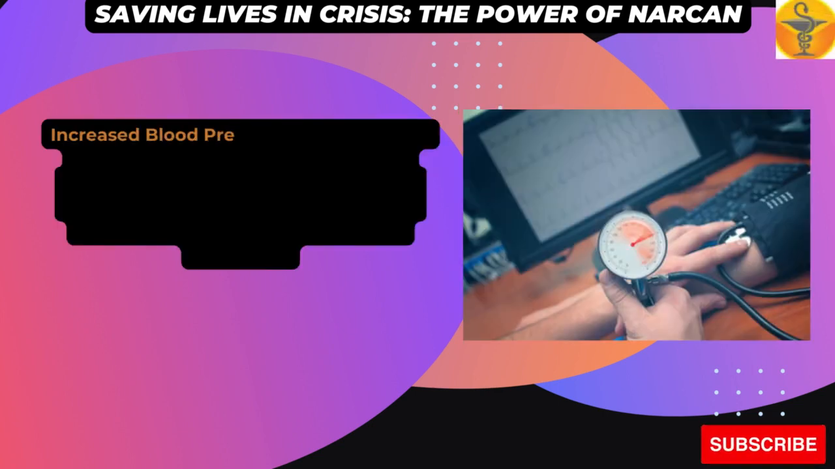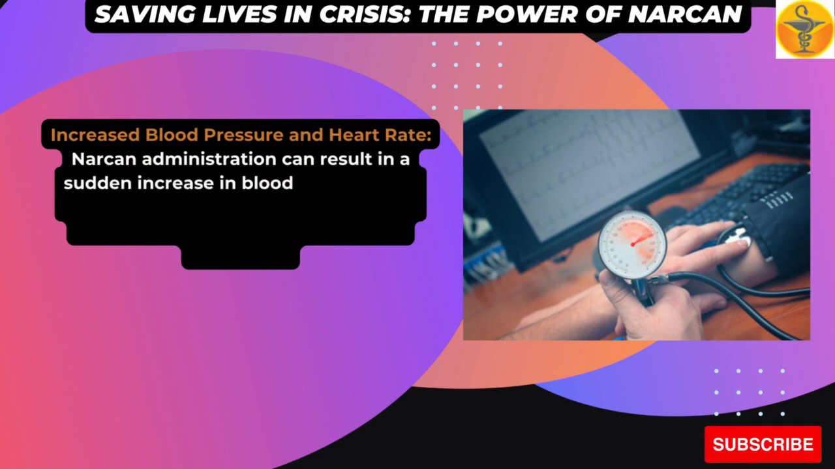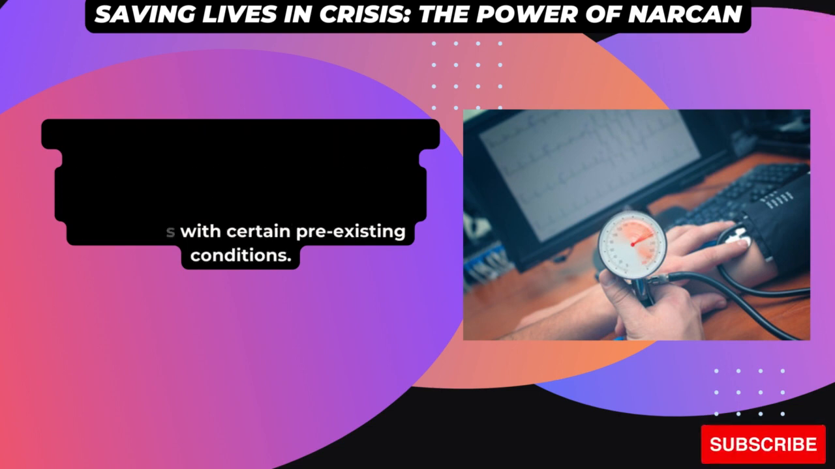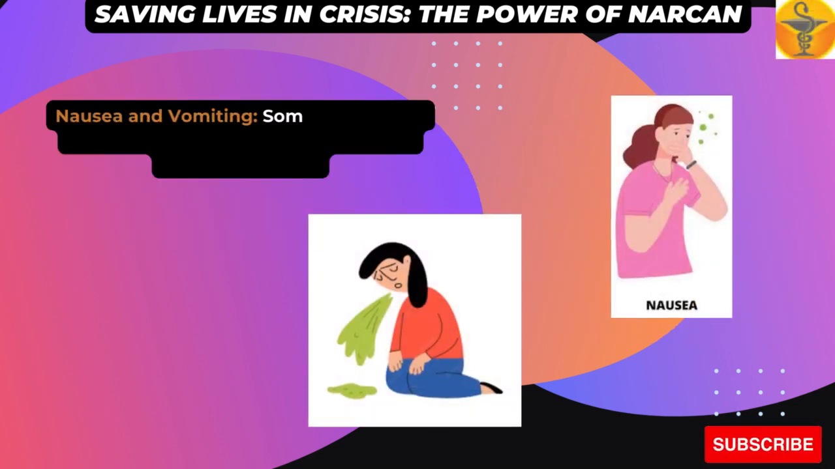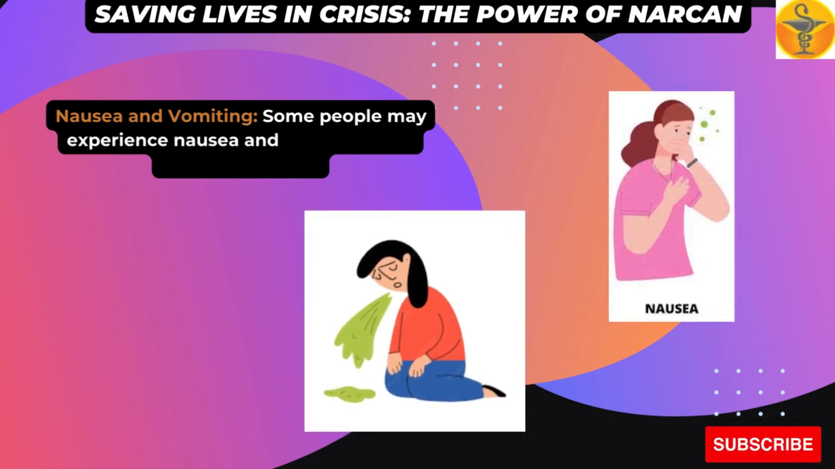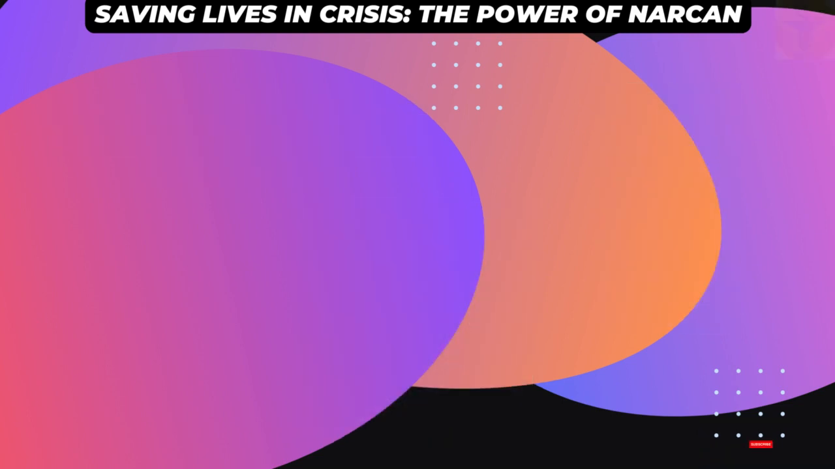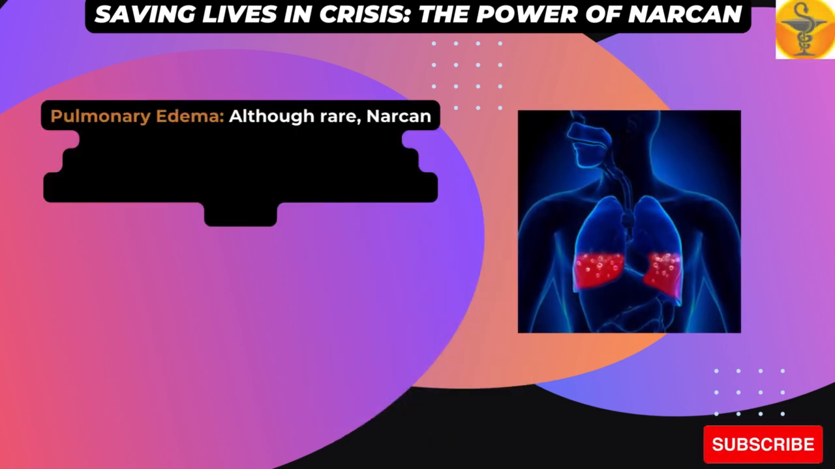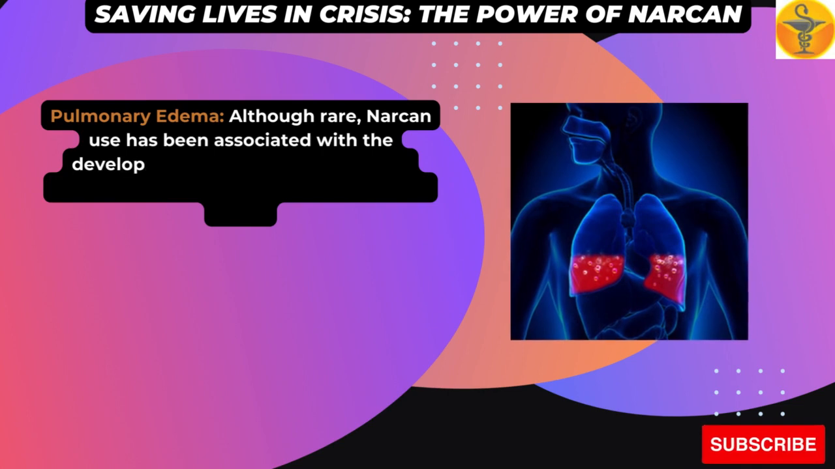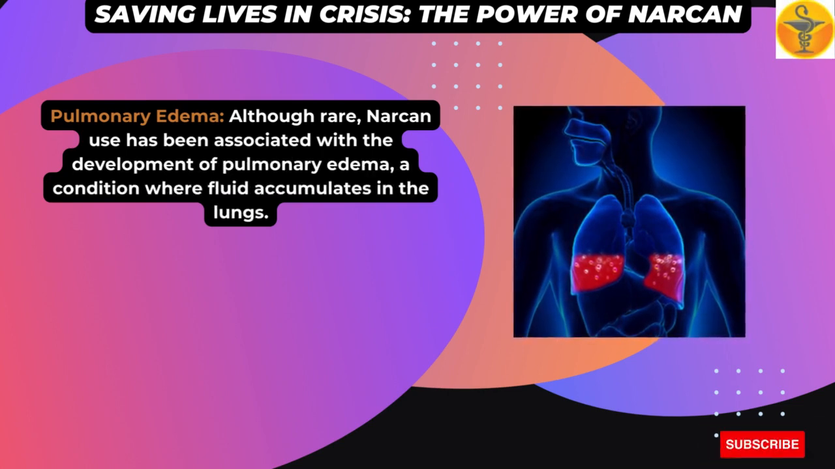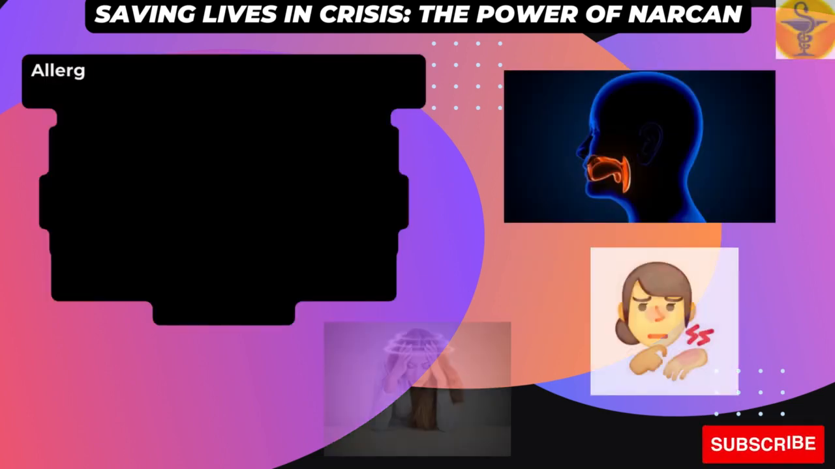3. Increased blood pressure and heart rate. Narcan administration can result in a sudden increase in blood pressure and heart rate, which can be concerning in individuals with certain pre-existing conditions. 4. Nausea and vomiting. Some people may experience nausea and vomiting after receiving Narcan. 5. Pulmonary edema. Although rare, Narcan use has been associated with the development of pulmonary edema, a condition where fluid accumulates in the lungs.